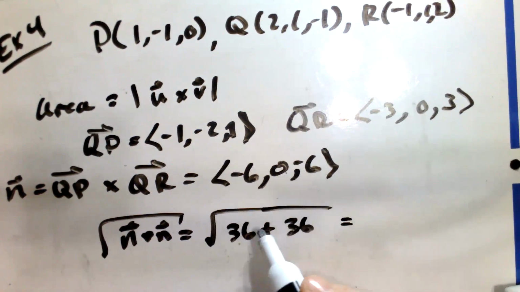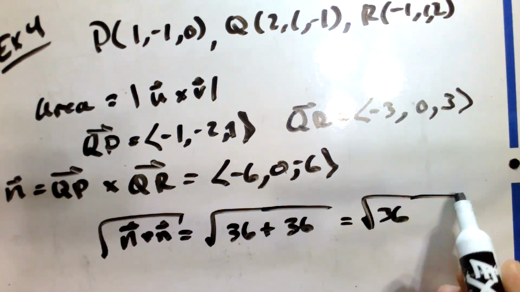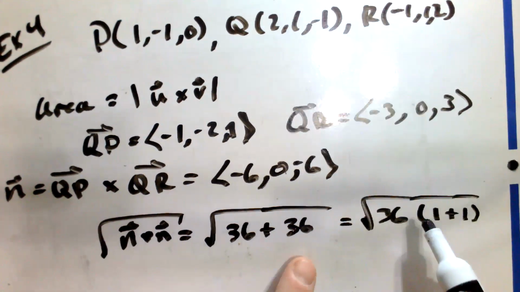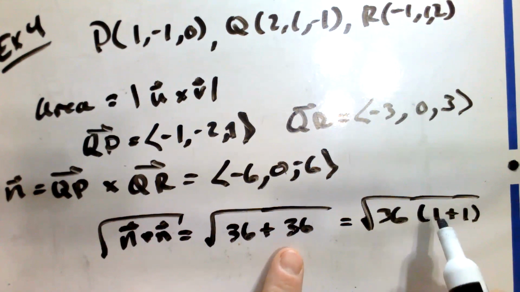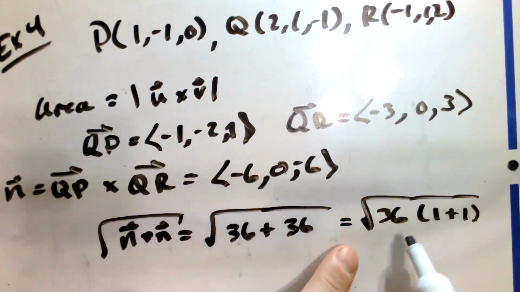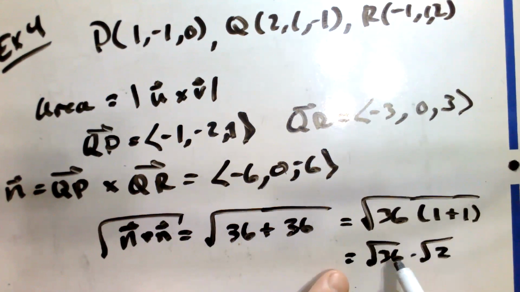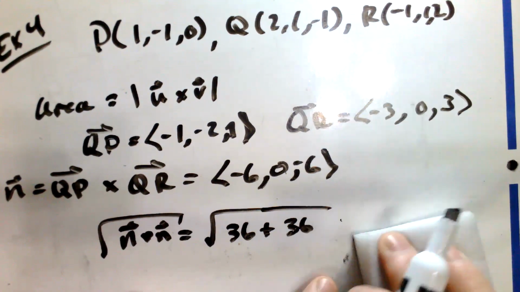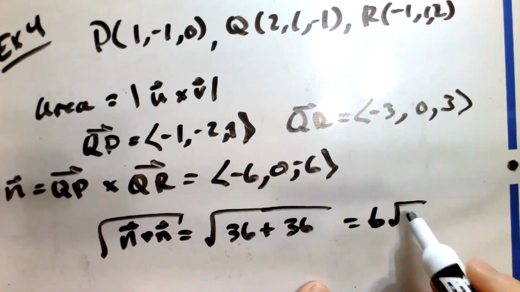Okay, notice that 36 is a perfect square, so I can actually factor that out. That's 36, and then I have a 1 plus 1 inside. So I'm factoring a 36 out, and the reason why I'm doing that is because I know 36 is a perfect square. And then 1 plus 1 is just 2. So I can write this as the square root of 36 times the square root of 2. Square root of 36 is just a nice number. It's 6. And so simplifying, this becomes 6 square roots of 2.